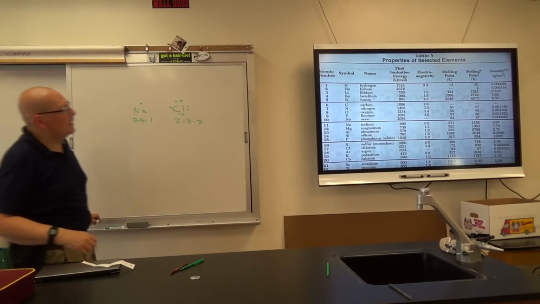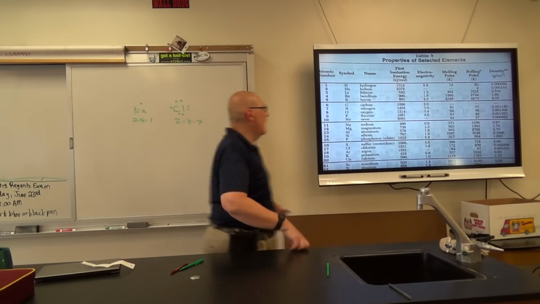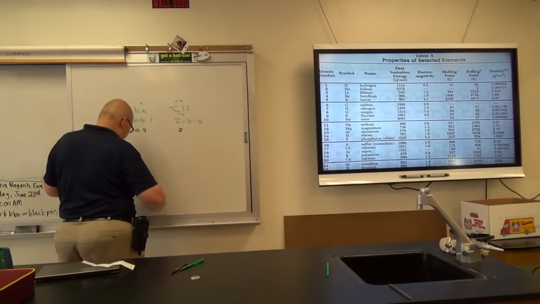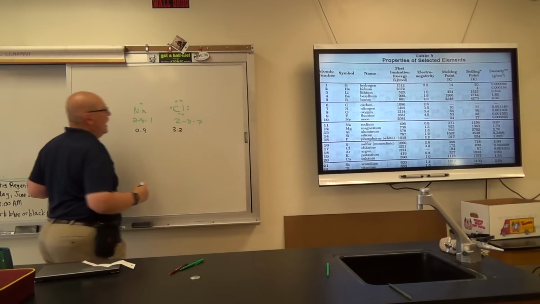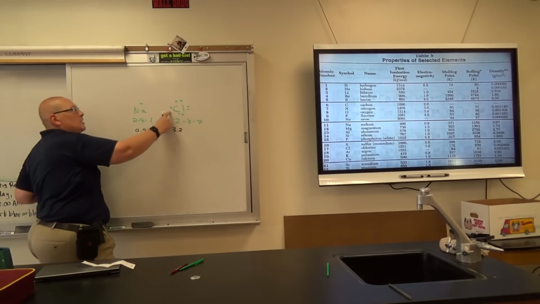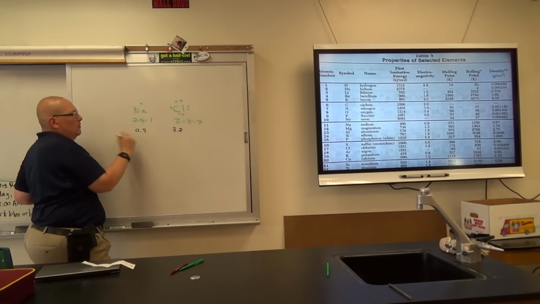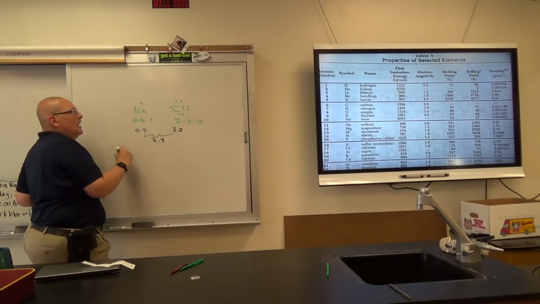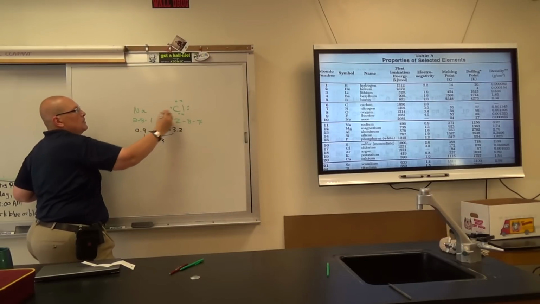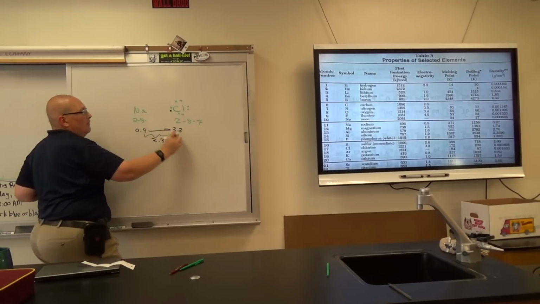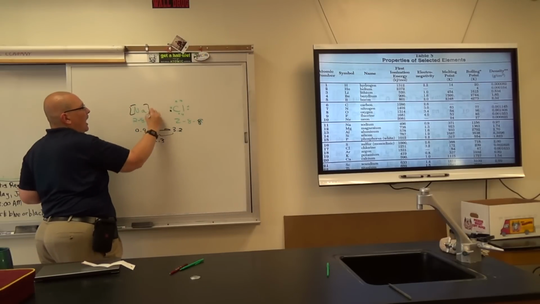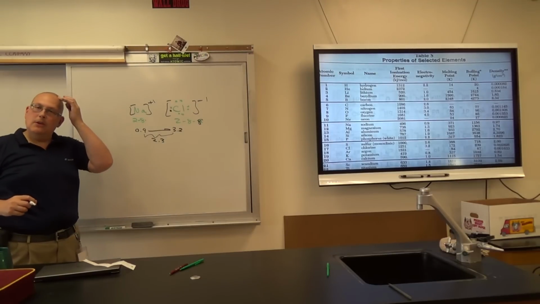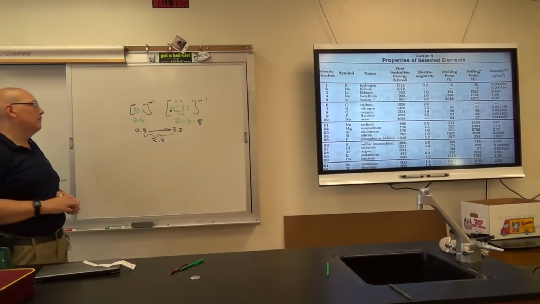Sodium's electronegativity, according to this, is 0.9. And chlorine's electronegativity is 3.2. Now what that means is that chlorine is more attracted to electrons than sodium is. And with a difference of 2.3, chlorine has enough pull to remove sodium's electron completely and form an ionic bond, +1, -1. So electronegativity can be used to determine what kind of bond you're going to form.